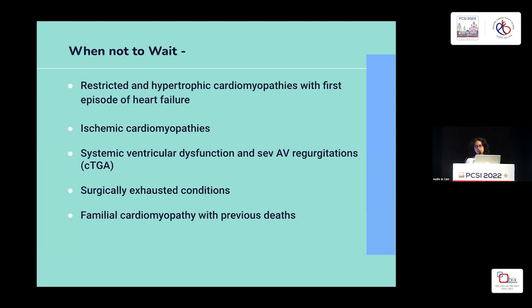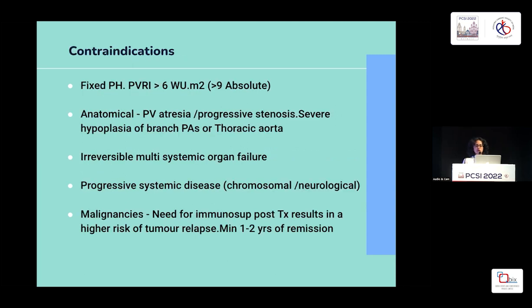When not to wait? Do we really wait for this subset to progress into advanced failure? So there are certain conditions where we wouldn't want to wait. Restrictive or hypertrophic cardiomyopathies with the first episode of heart failure itself, ischemic cardiomyopathies, CTGAs with ventricular dysfunction and severe AV valve regurgitations, surgically exhausted conditions, and a family with a proven genetic cause for cardiomyopathy with a previous death.